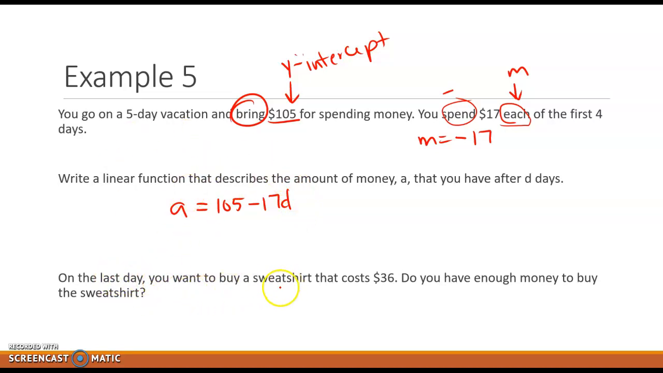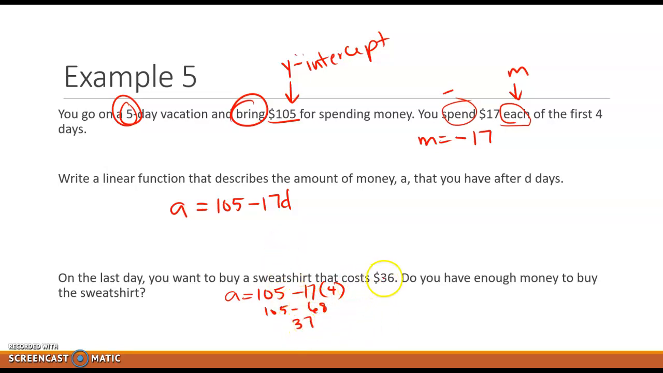And now it says on the last day you want to buy a sweatshirt that costs $36. Do you have enough money to buy the sweatshirt? So we're on a 5-day vacation. The first 4 days we've spent $17 each of those days. So right now we have that A equals 105 minus 17 times 4. And so then I'm going to get my handy dandy calculator out and take 17 times 4 after I clear what's in it. So 17 times 4 is 68. And 105 minus 68 is 37.